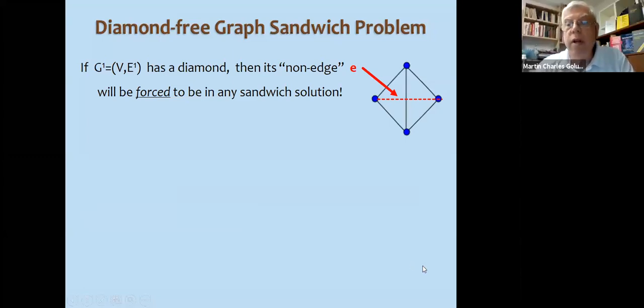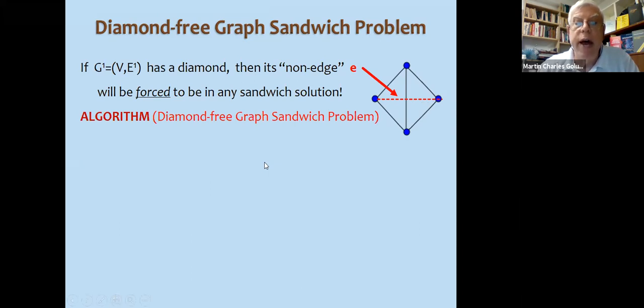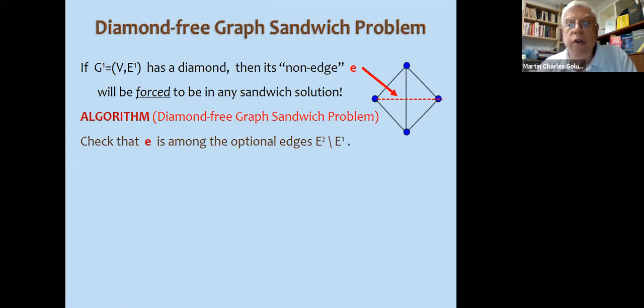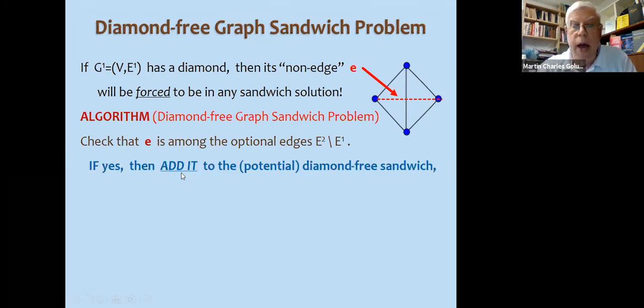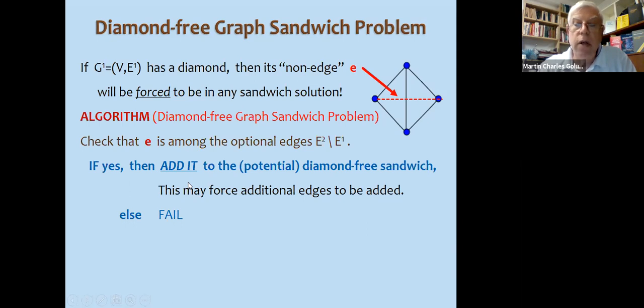Okay, so a diamond is the graph that we see here with one edge missing. And if I'm looking for a graph that is diamond free, has no diamond, then I'm going to be forced to add that edge in order to break up that diamond. So that would be forced to be added. So it's very simple to have an algorithm for a diamond-free sandwich. Check for every diamond whether the edge is among the optional edges. If it's optional, you're forced to add it. And if it's not there, then you'll fail. You won't be able to break that diamond.